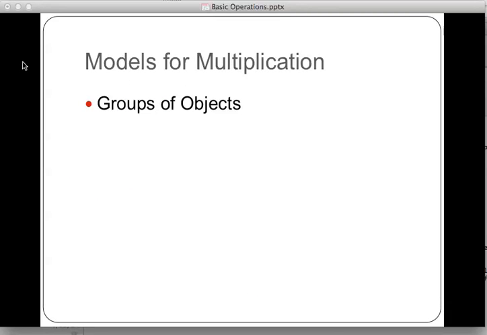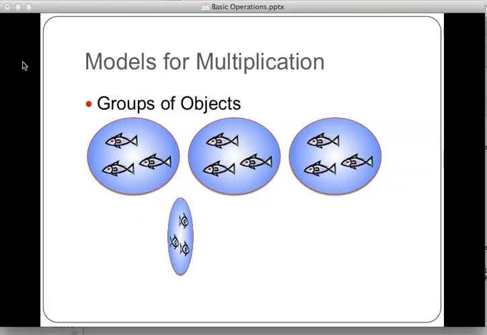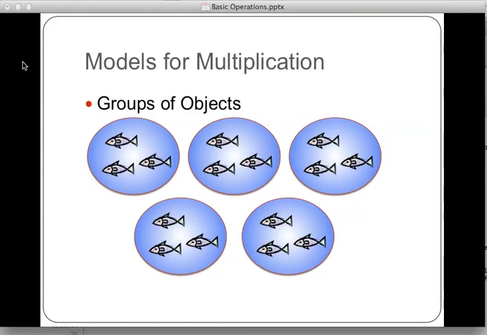Multiplication even has some more models for introducing the process at the concrete level. The first way, of course, is with groups of objects. Here we have 5 groups of 3. It's still semi-concrete, but it represents 5 times 3, or 15. That's probably the most common way.